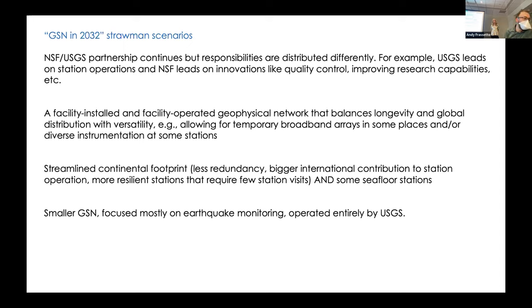So just to repeat, that was Bob Busby responding to Dan's comment on the concept that it might be okay to spend more money if you're improving the network. If it's really serving a science goal, then that might be justifiable.